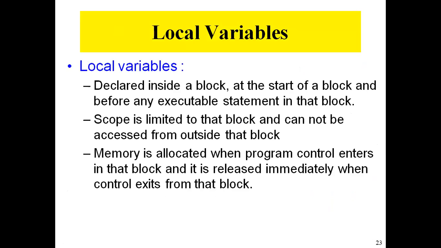When the program is running and the control enters that block, memory is allocated to those variables. And when the block terminates, memory is released. When control enters inside the curly bracket, memory is given, and when the block ends, that memory is gone. Is it clear? Remember these points. Everyone, read it once.